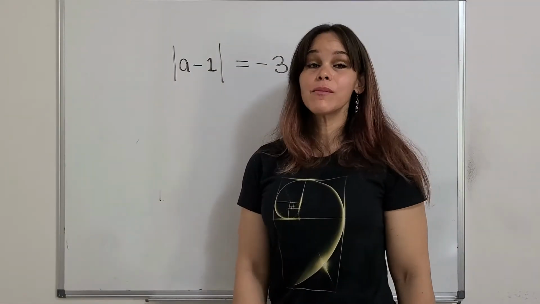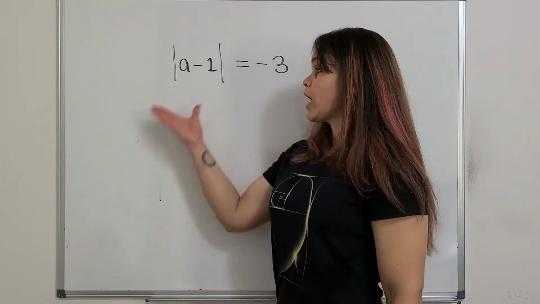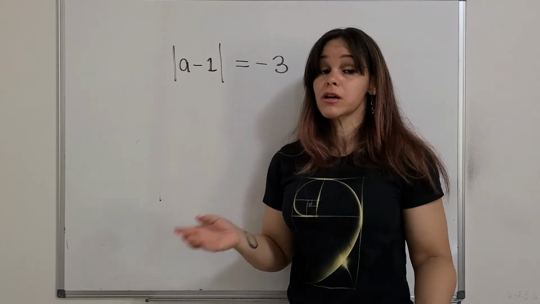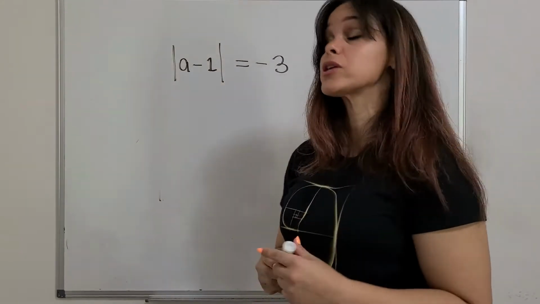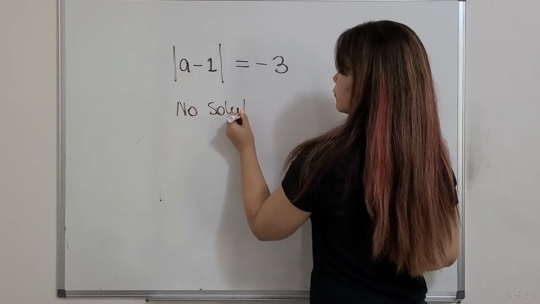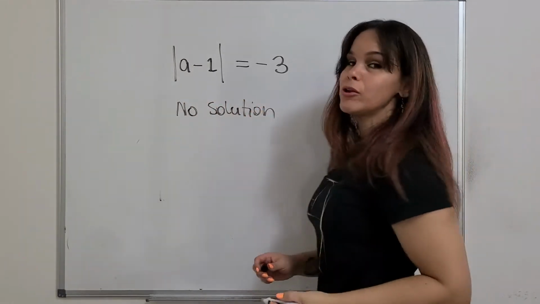Now, for this example, we already know the script. We have an absolute value that is going to give me a negative number. No way, that doesn't make sense. So remember, the answer for this one is always going to be no solution. That is the script for this case, when we have the absolute value equal to a negative number.